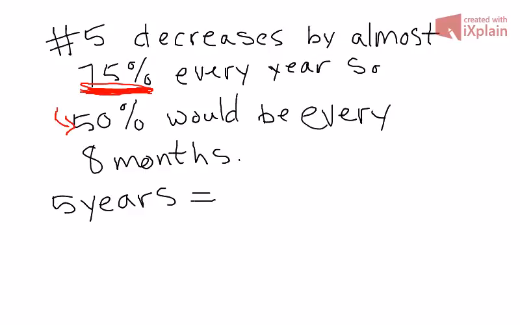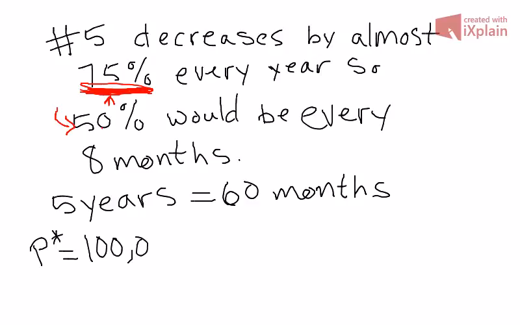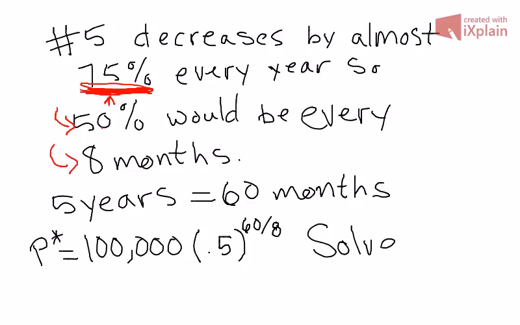So 50 is about 2/3 of the way to 75. 25 plus 25 plus 25 is 75, and it takes 2 25s to get to 50, so that's about 2/3. So 2/3 of a year is about 8 months, right? If there's 12 months total, 2/3 of that would be about 8. So we have to switch the years into months here.